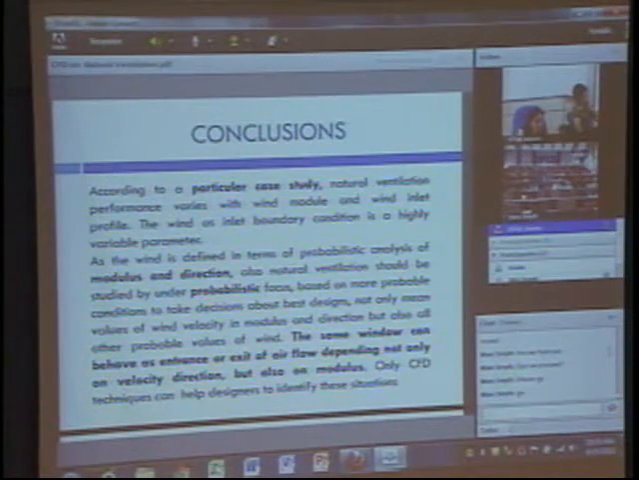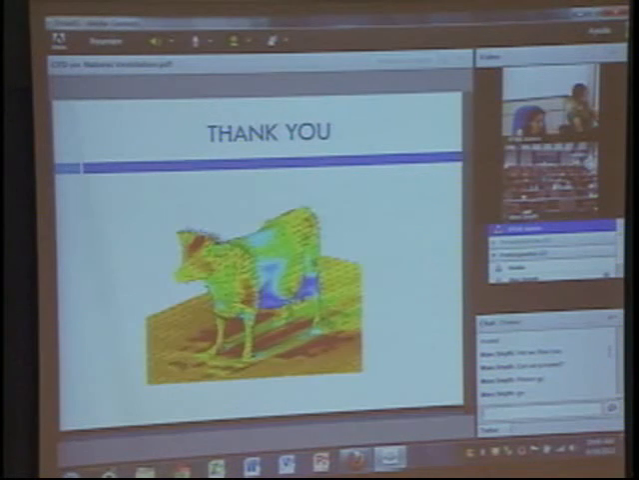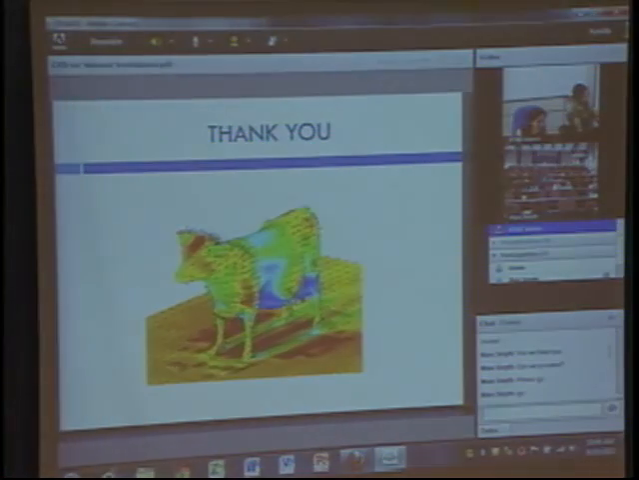CFD will help modelers to identify the more convenient or inconvenient situations. And this is all that we wanted to show you.